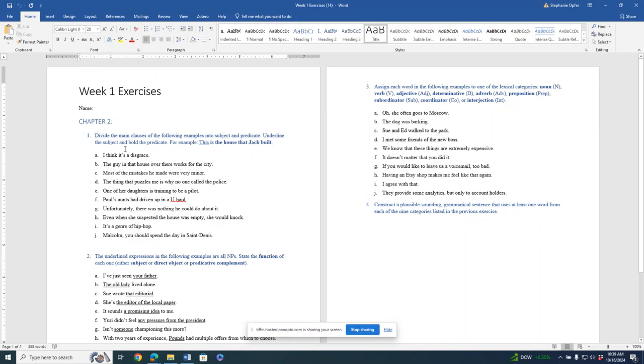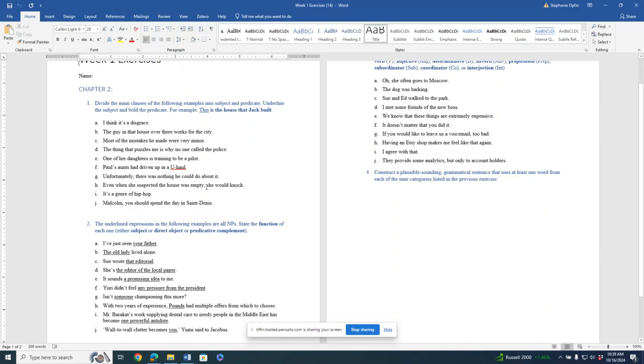So for these sentences, I'm looking for your ability to find subjects and predicates. It's just simple, because that's going to be the core skill that you're going to need to analyze every sentence from now on.